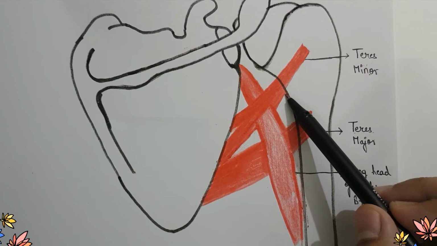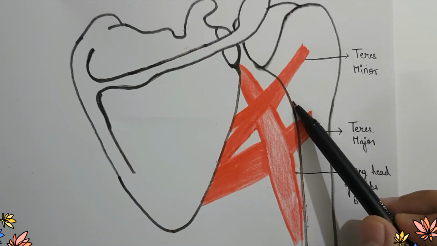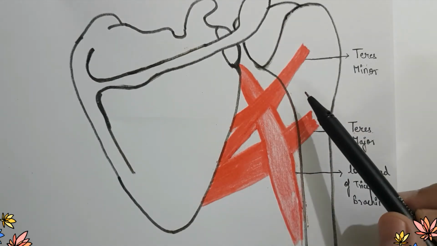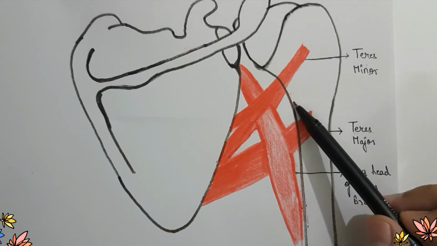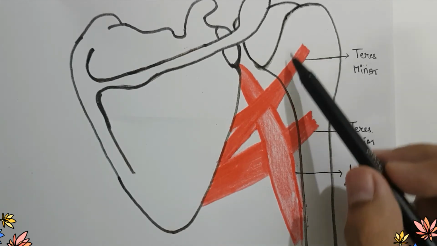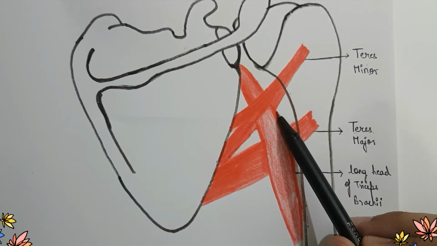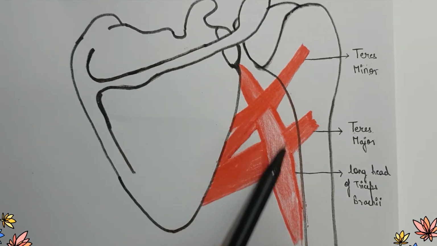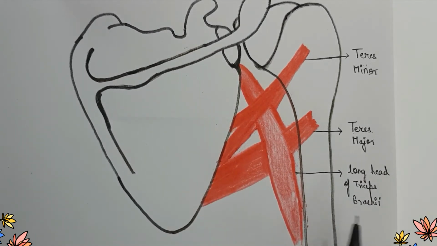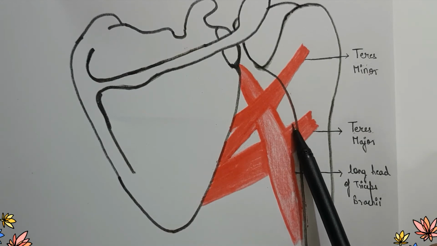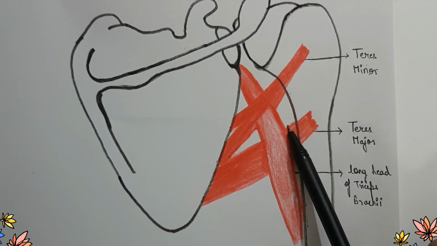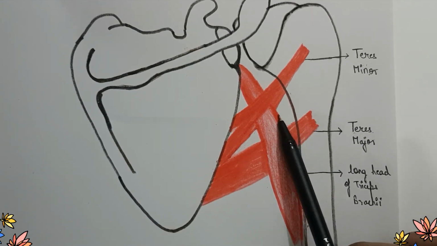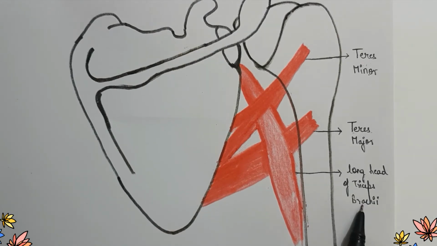Now the lateral boundary is formed by the surgical neck of the humerus. This region is the surgical neck of the humerus. You have to remember this. The medial boundary is formed by the lateral border of the long head of the triceps brachii. Therefore, the inferior boundary is the superior border of teres major, the lateral boundary is the surgical neck of the humerus, and the medial boundary is the lateral border of the long head of the triceps brachii muscle.